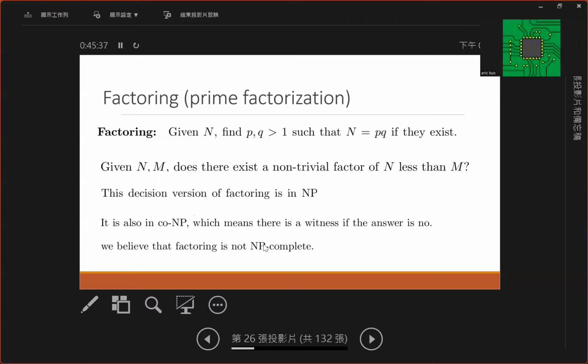Exponential time meaning exponential time in what? You said polynomial time, but on what? On the size of the input. If the size of the input is n, 2 to the n is not enough; only polynomial. So we believe factoring is not NP-complete, because it looks like this satisfiability problem is harder than factoring.